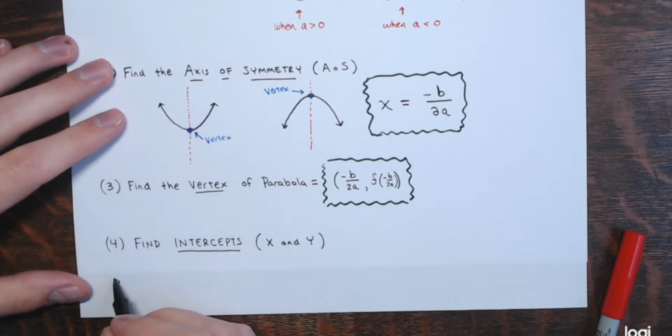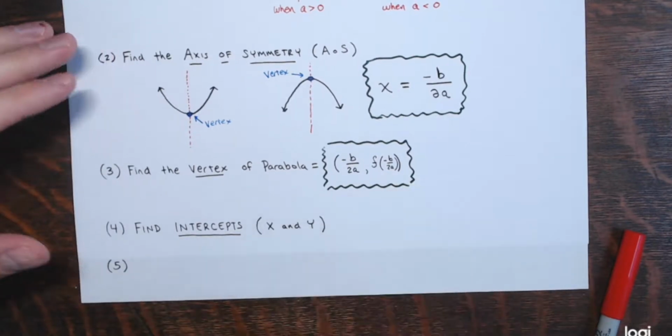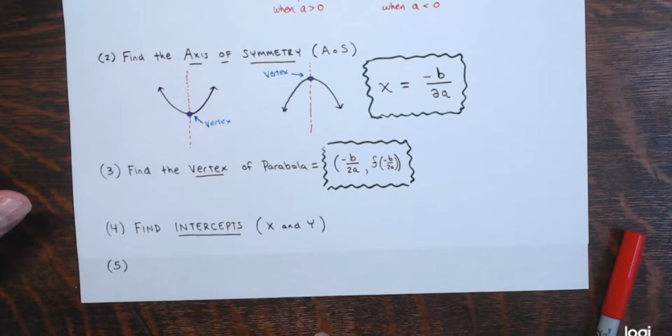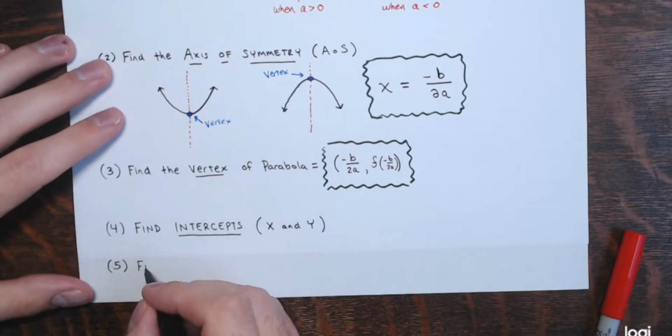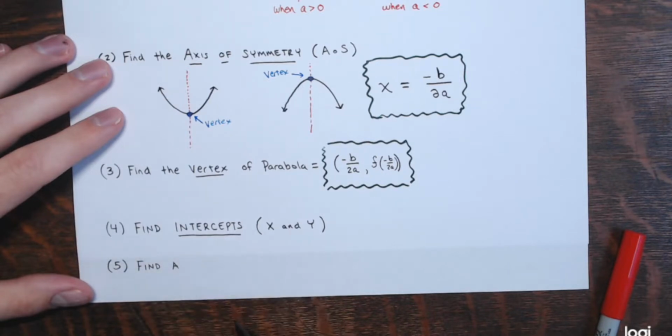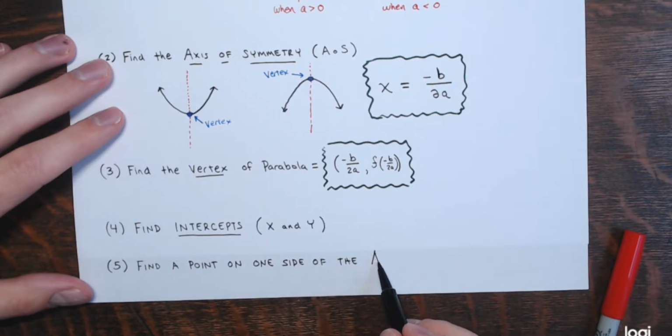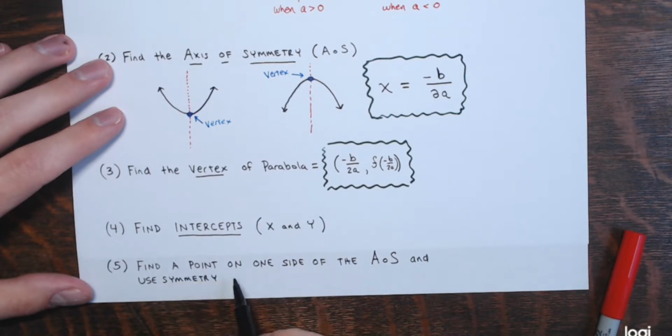Then finally, and I've done this in a previous video as well, find a point on one side of the axis of symmetry, which again I'm abbreviating just AOS, and use the symmetry to find another point of the parabola on the other side of the axis of symmetry. Find a point on the other side.